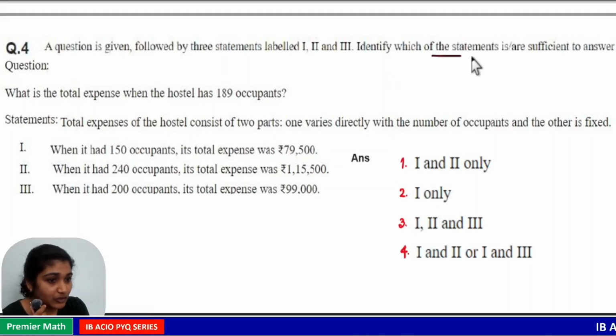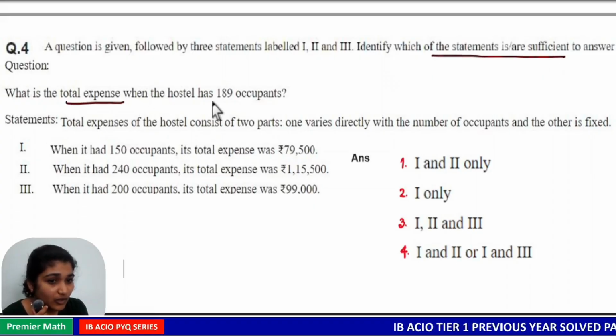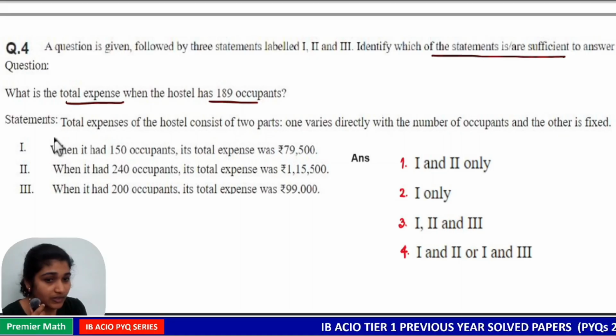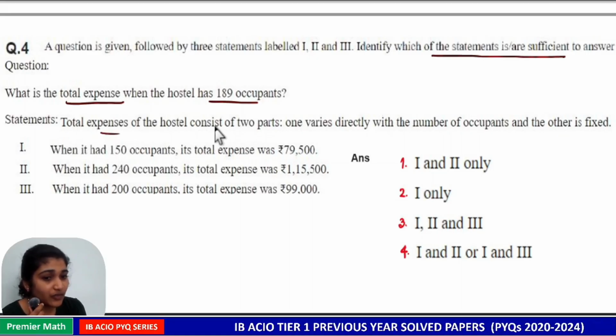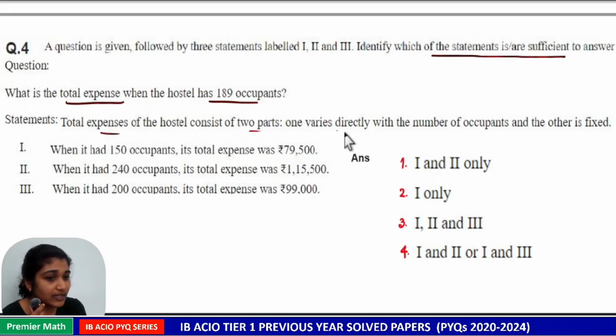Here, identify which of the statements are sufficient to answer the question. The question is, what is the total expense when the hostel has 189 occupants? The statement says the total expense of the hostel consists of 2 parts. One varies directly with the number of occupants and the other is fixed.